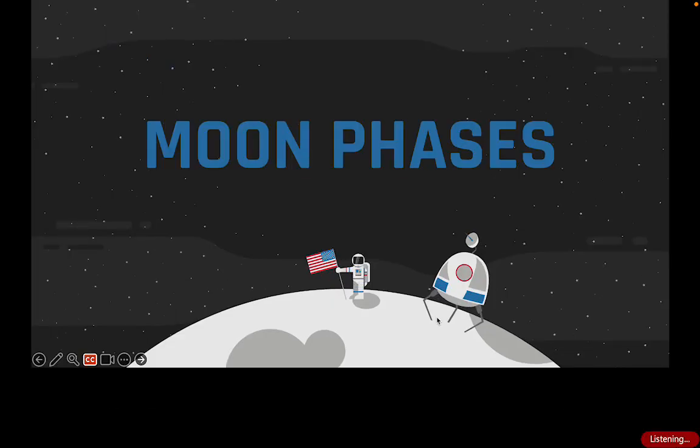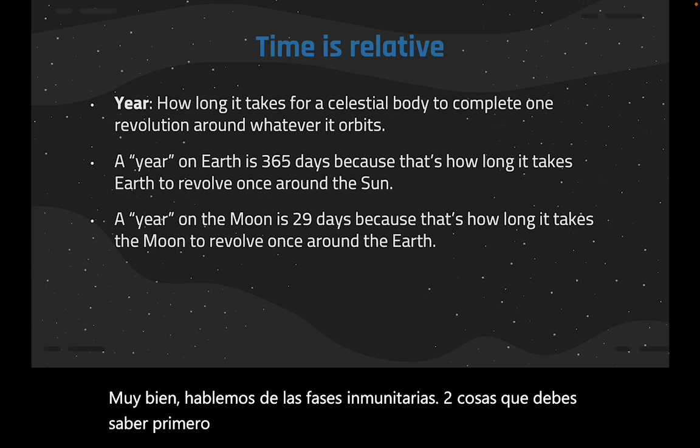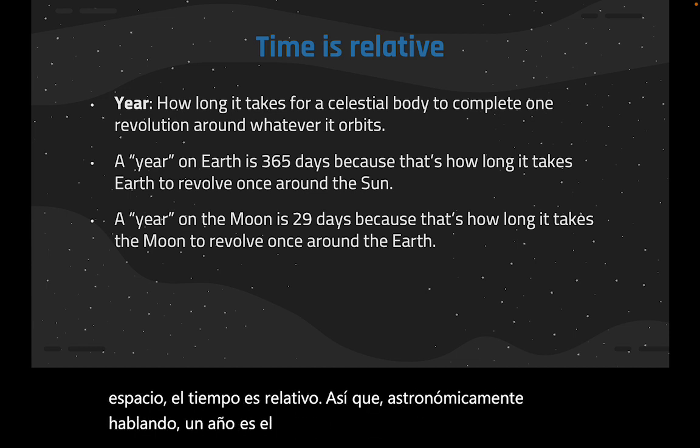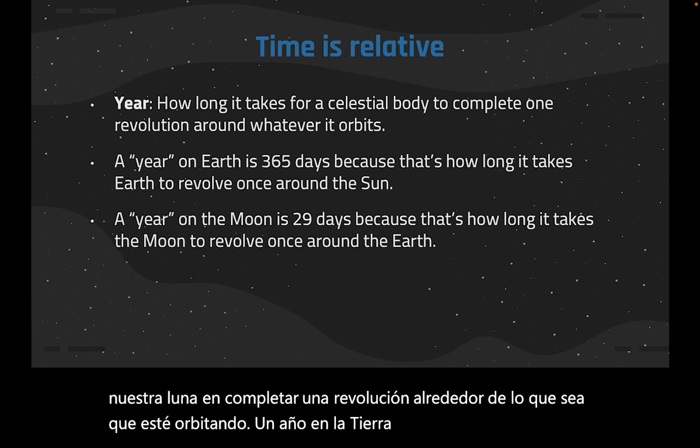Alrighty, so let's talk about the moon phases. Two things you need to know first. Whenever we're talking about years and days in space, the time is relative. So, astronomically speaking, a year is how long it takes a planet or a moon to complete one revolution around whatever it is orbiting.